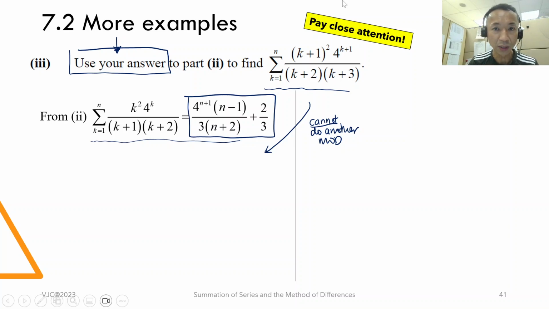So I want to put here pay close attention, because this is traditionally the part that many students don't know how to do and get very, very confused. Okay, so let me try and help you. Okay, the way to do it is this.